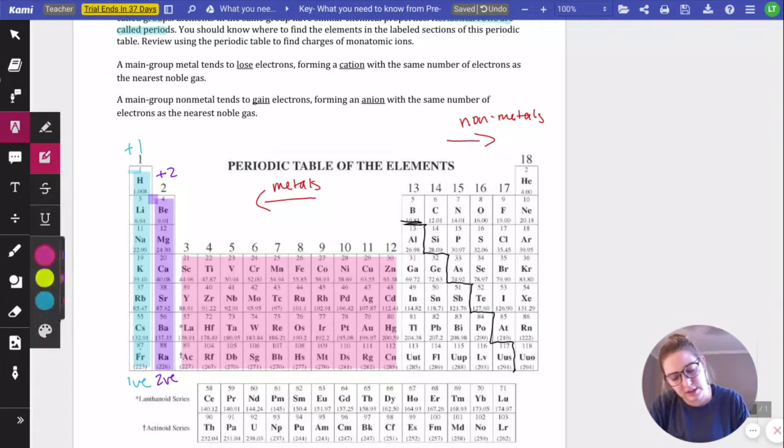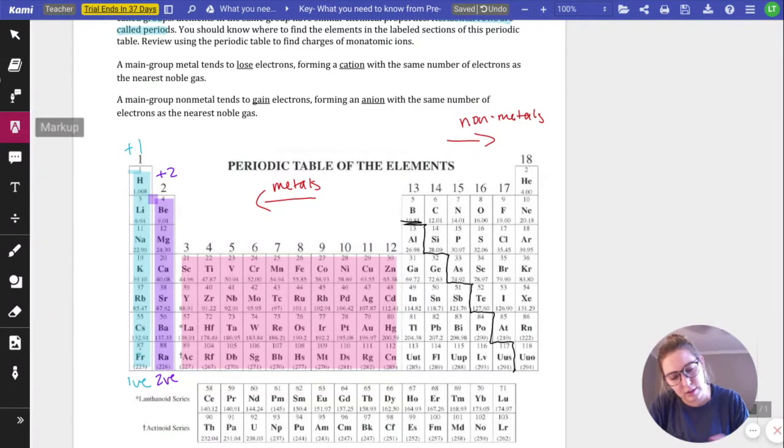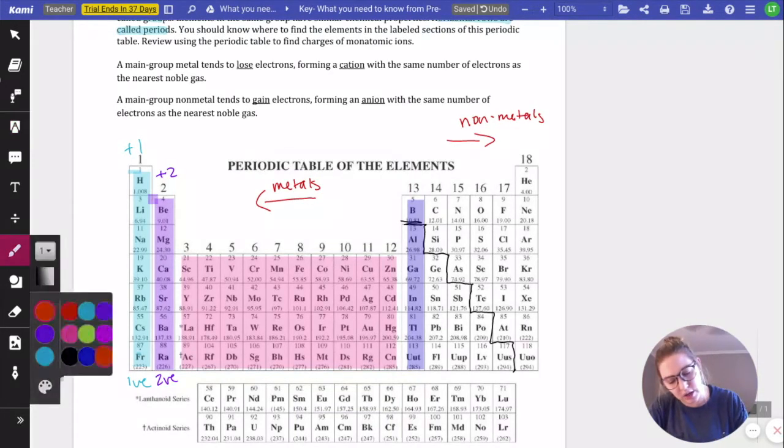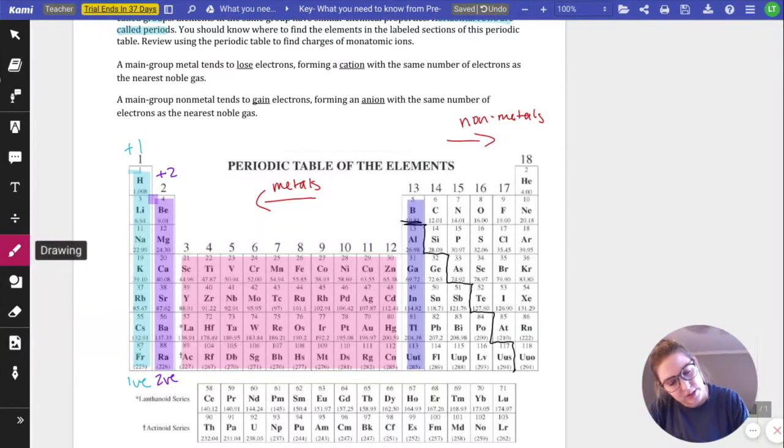Then come on down to group 13. They don't have a name. They're just called the boron family. Kind of boring, but group 13 right there is our boron family. They have a charge of positive 3, and they have 3 valence electrons.